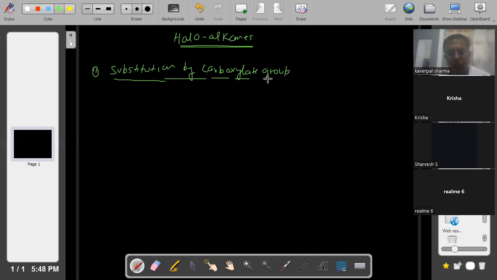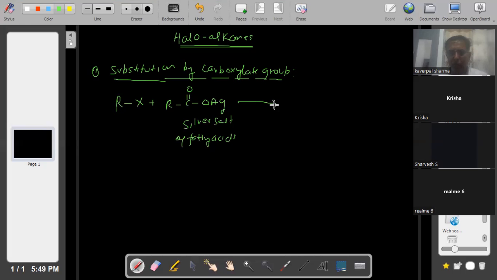Yesterday we were discussing the nucleophilic substitution reactions. This is one kind of substitution reaction. Like R alkyl group X plus, then you will take RCOOAg. That is silver salt, silver salt of fatty acids.